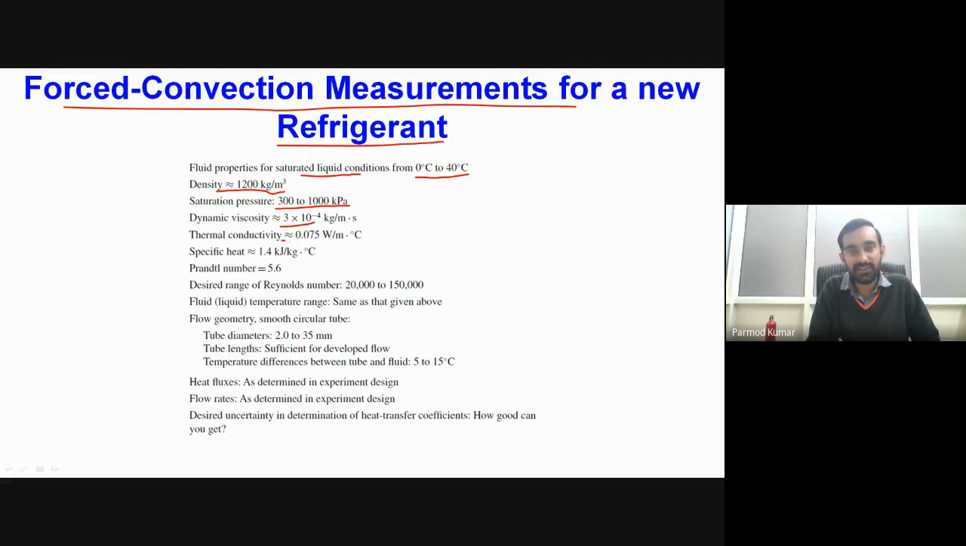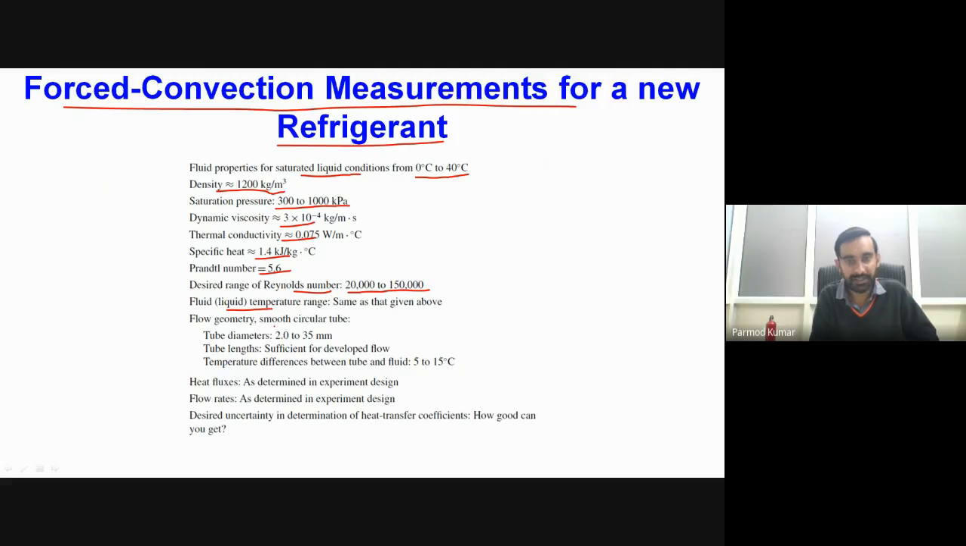Dynamic viscosity is also given, as well as thermal conductivity, specific heat, and Prandtl number. While measuring forced convection characteristics, obviously our fluid should be under bulk motion, so we will have some flow Reynolds number of the refrigerant. The desired range of flow Reynolds number is also given: we have to determine the convection characteristics of this refrigerant within the range of 20,000 to 150,000 Reynolds number. The fluid remains in the liquid phase only.